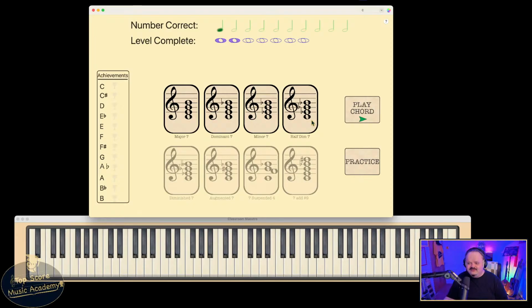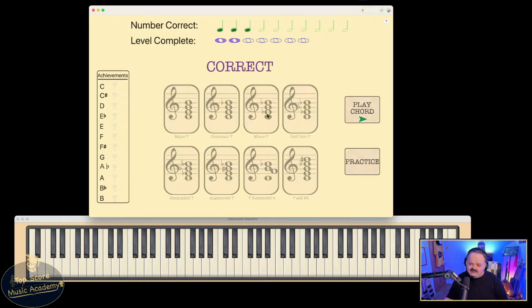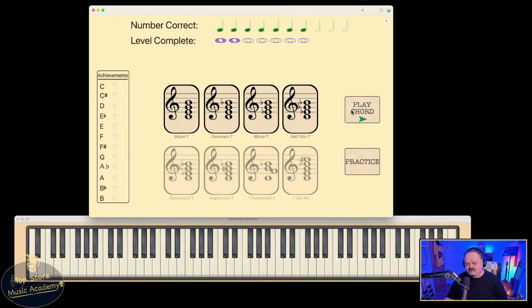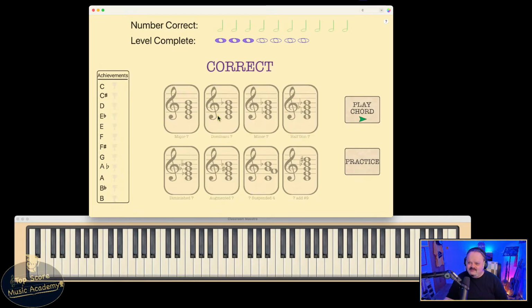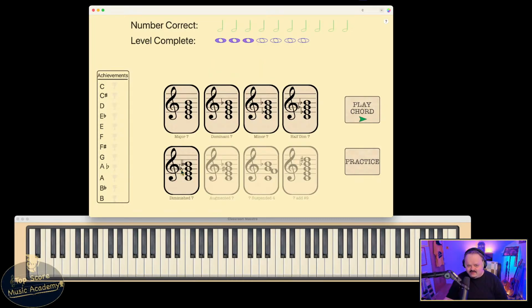Since I heard that, I just knew the half diminished seventh. I could have danced. It's the half diminished seventh. Could have danced again. Is it just going to go back and forth? Oh no, minor seventh, dominant seventh. Half diminished. Julie Andrews. Dominant seventh. Okay, is it going to introduce the? Yeah, the diminished seventh is now up for grabs.